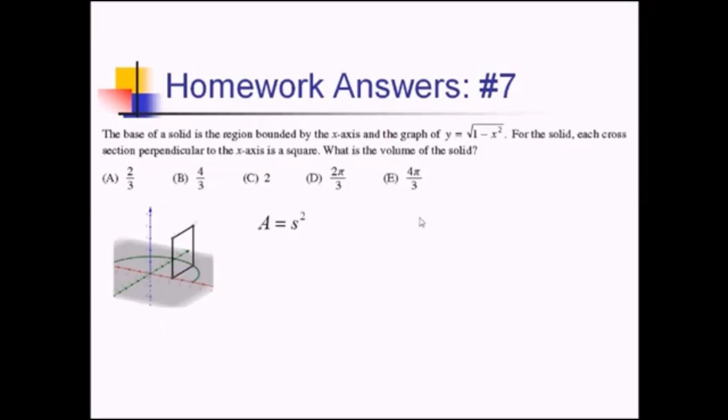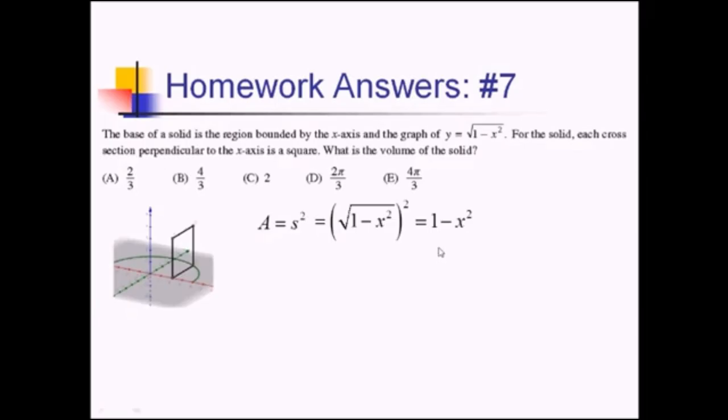The side of the square is just going to be the distance between the x-axis and this graph, which is just the square root of 1 minus x squared. And we're squaring all that. Now, because I'm doing this without a calculator, I am going to get rid of the radical by squaring it. So I have 1 minus x squared as my actual area formula that I'm going to be using.